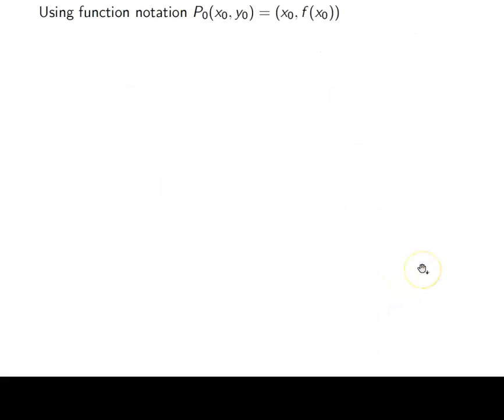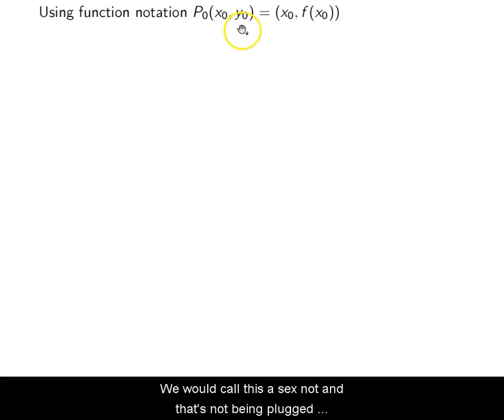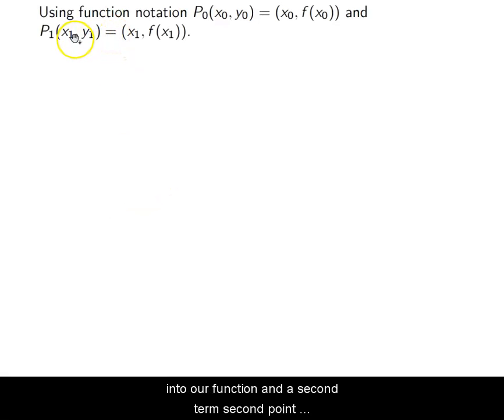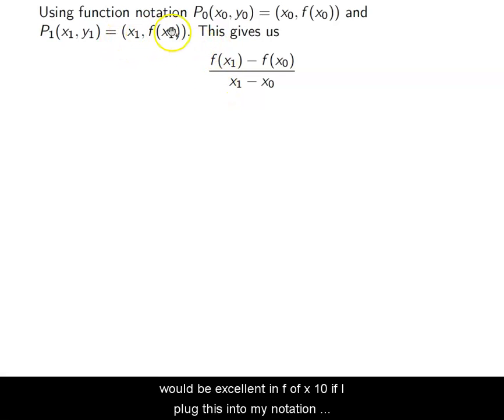Using our function notation, for my point x0, y0, we would call this x0 and f of x0, with x0 plugged into our function f. A second point would be x1 and f of x1. So if I plug this into my notation for slope, m, which is y1 minus y0 over x1 minus x0, instead of y1 and y0, I would use the function notation.